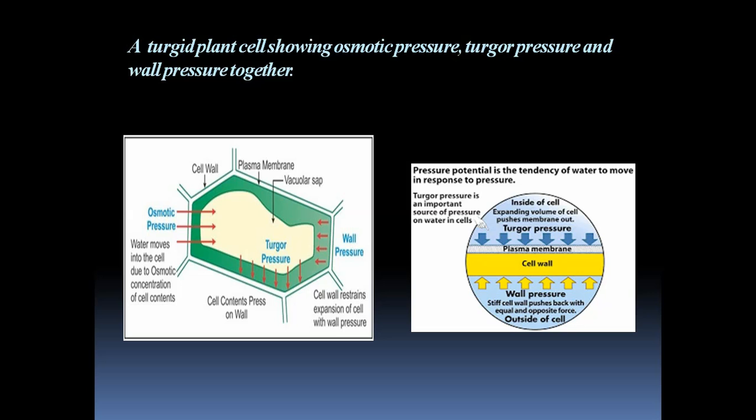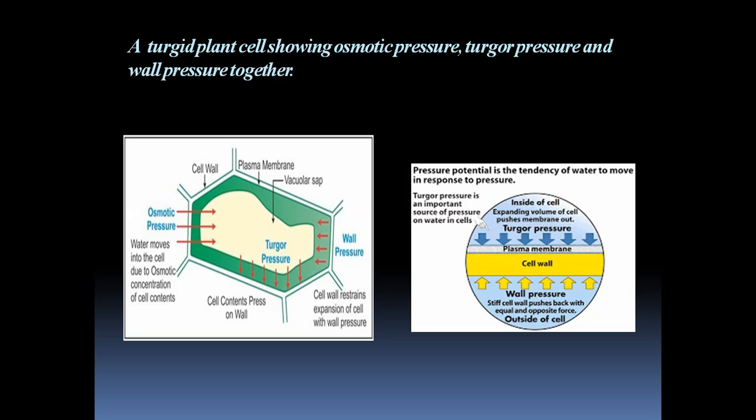So when the cell is turgid, we say the cell is in a somewhat balanced state. It means no more water is entering or leaving the cell, so there is no endosmosis as well as exosmosis. It is because the turgor pressure and wall pressure counterbalance each other. Now what is turgor pressure and what is wall pressure?